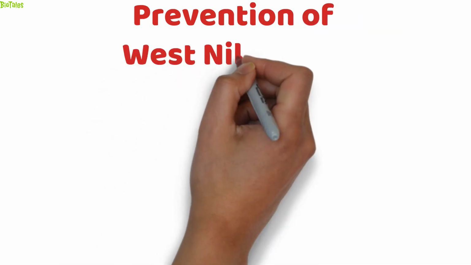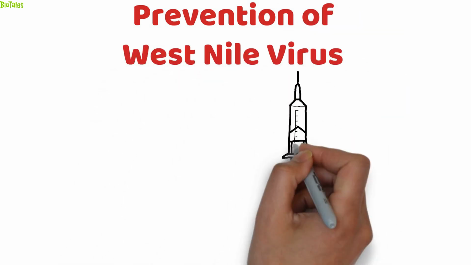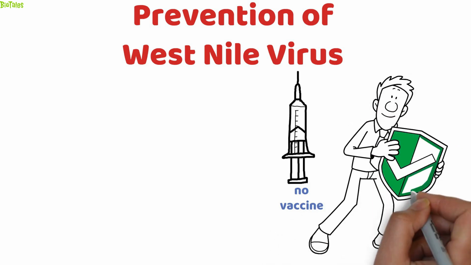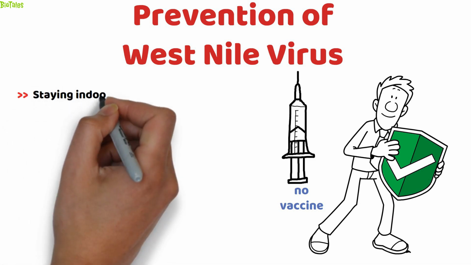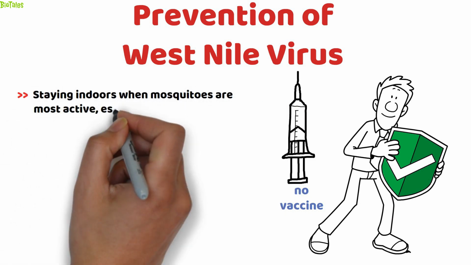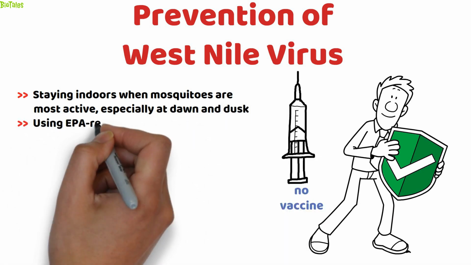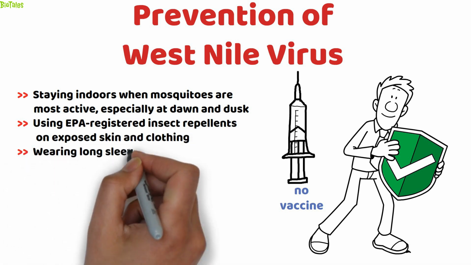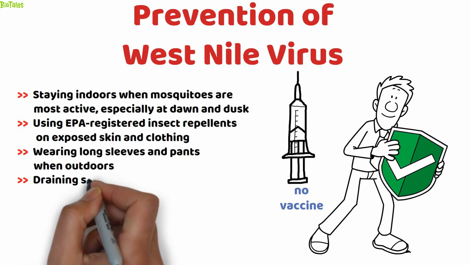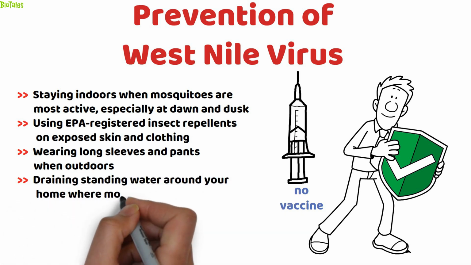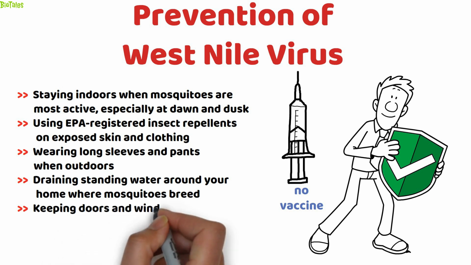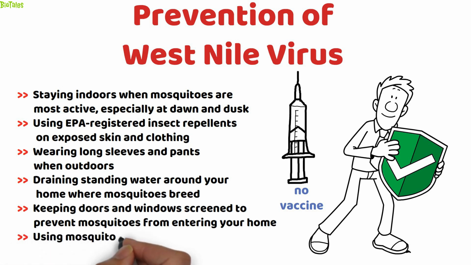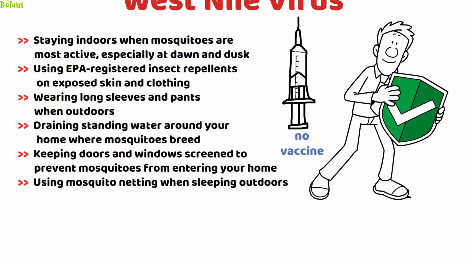Now we see how West Nile virus can be prevented. Unfortunately, there is no vaccine to prevent West Nile virus. The best way to protect yourself is to avoid mosquito bites by staying indoors when mosquitoes are most active, especially at dawn and dusk, using EPA-registered insect repellents on exposed skin and clothing, wearing long sleeves and pants when outdoors, draining standing water around your home where mosquitoes breed, keeping doors and windows screened to prevent mosquitoes from entering your home, using mosquito netting when sleeping outdoors.